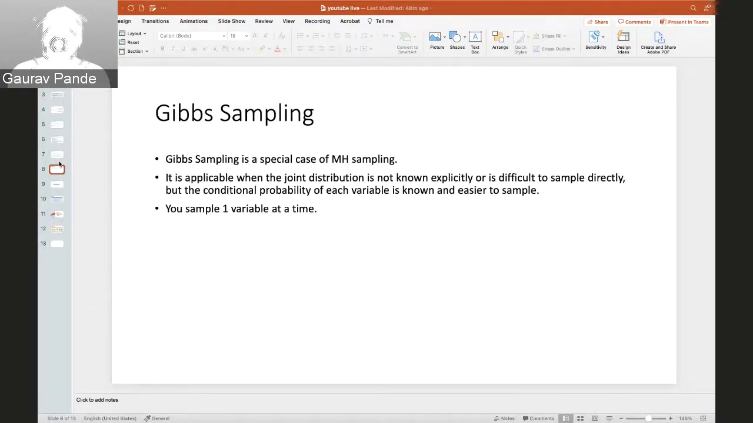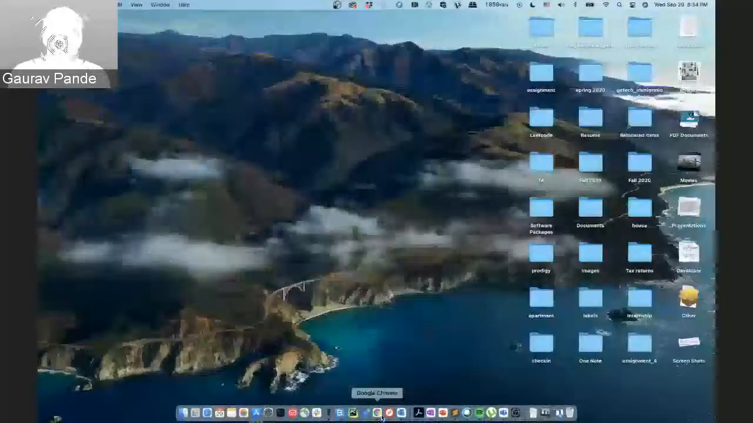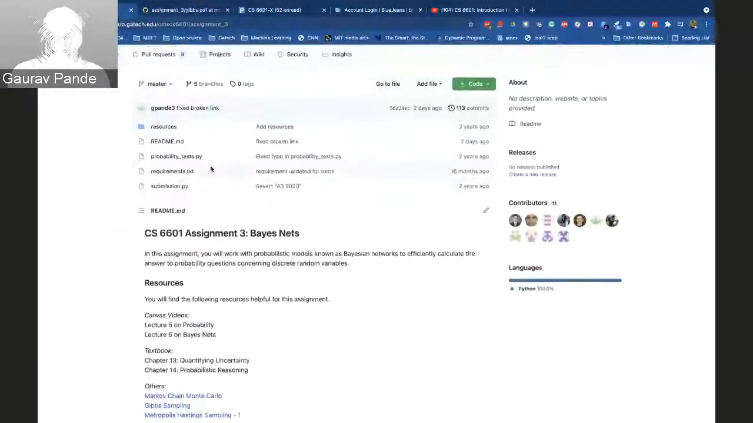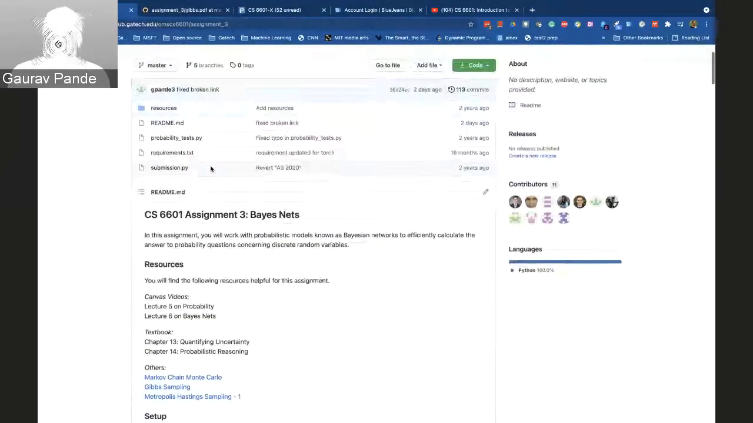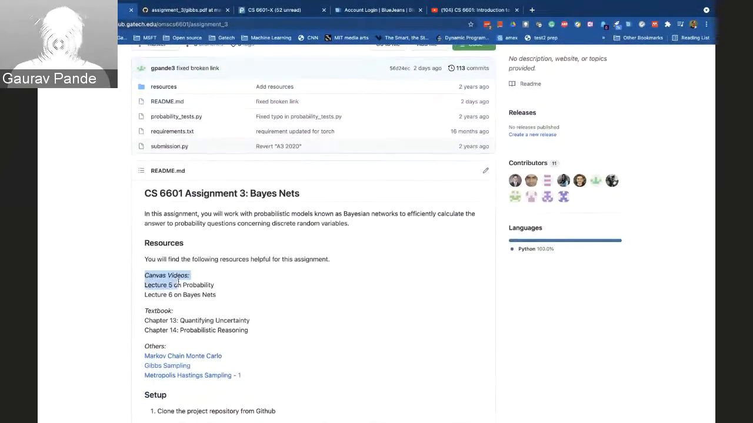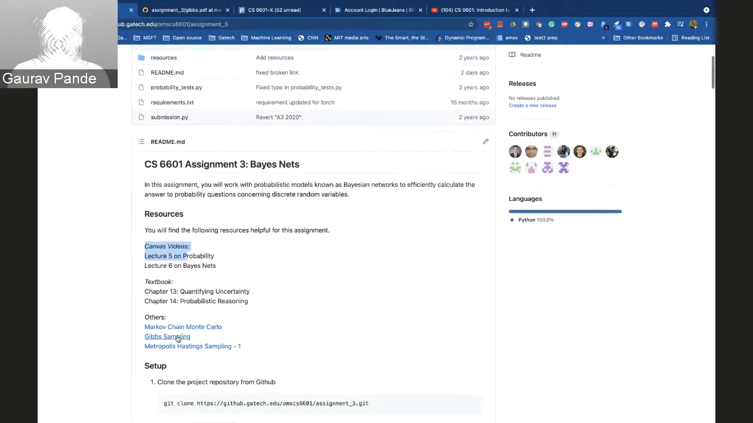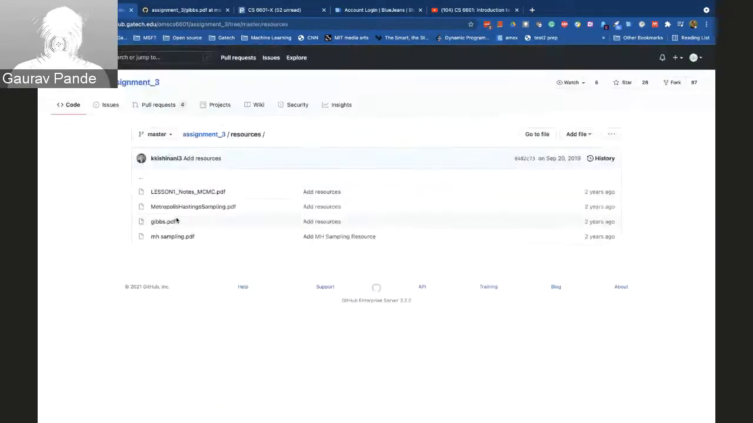Go through the resources. So let me open this GitHub link. Okay, quickly go through this. Yeah, so this is the assignment repo here. You all should have access to this by now. The resources, like it said, you have Canvas videos and you have textbook chapters 13 and 14 to read. Some of the resources that are mentioned here are very important. Please go through them and read all of them. They are very helpful. They will be helpful in implementing all of these algorithms.